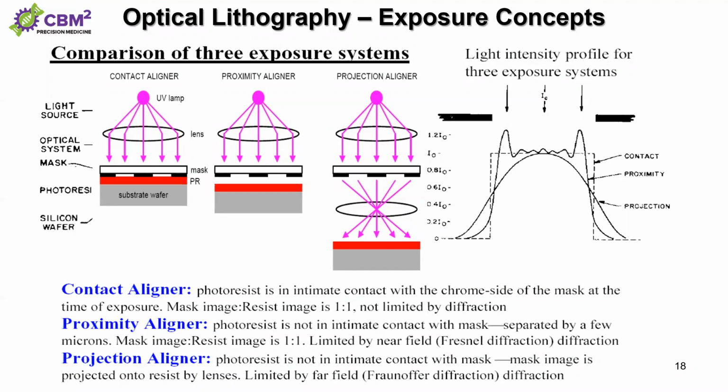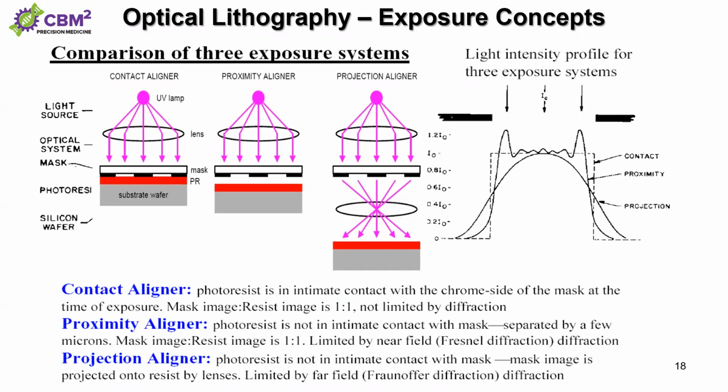A contact aligner is simply where you put your mask in contact with the photoresist layer. In a proximity aligner, there is some gap between the mask and the photoresist layer. And for the projection aligner, between the photomask and your substrate, you have additional optics.